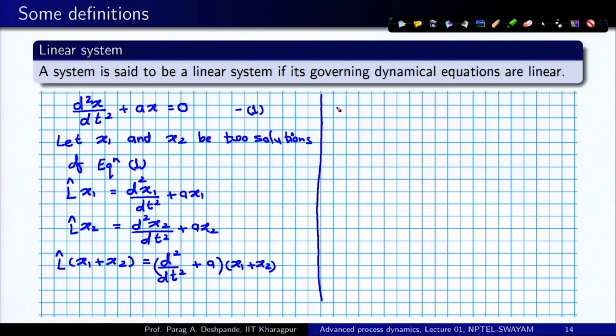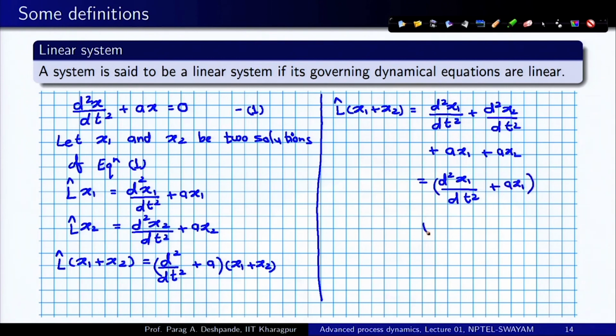So, what I can do is I can write this L operating on x1 plus x2 would be what? d2x1 by dt squared plus d2x2 by dt squared plus a x1 plus a x2, which is nothing but d2x1 by dt squared plus a x1, and let me put a bracket here, plus d2x2 by dt squared plus a x2, which is nothing but L operating on x1 plus L operating on x2.